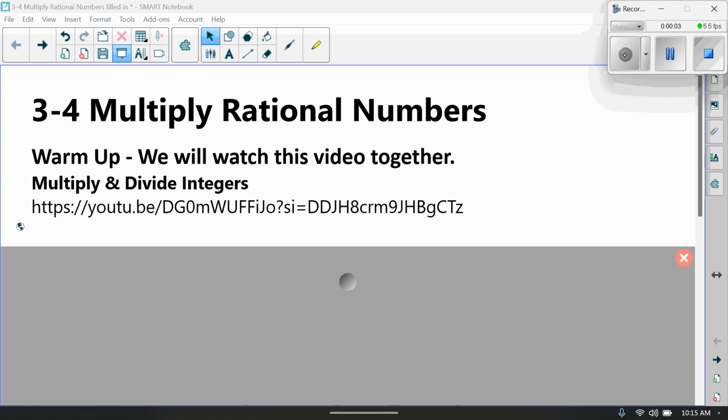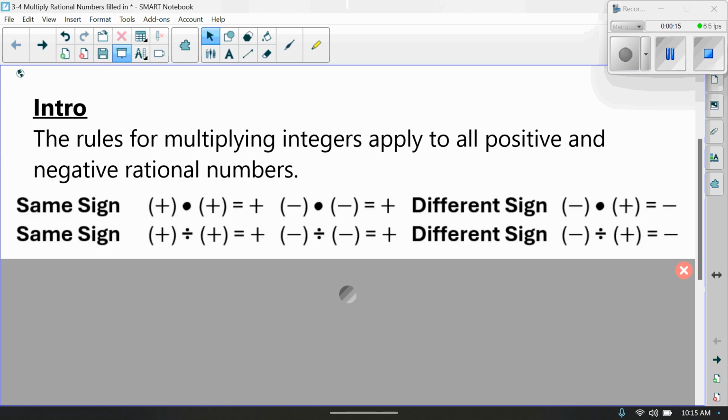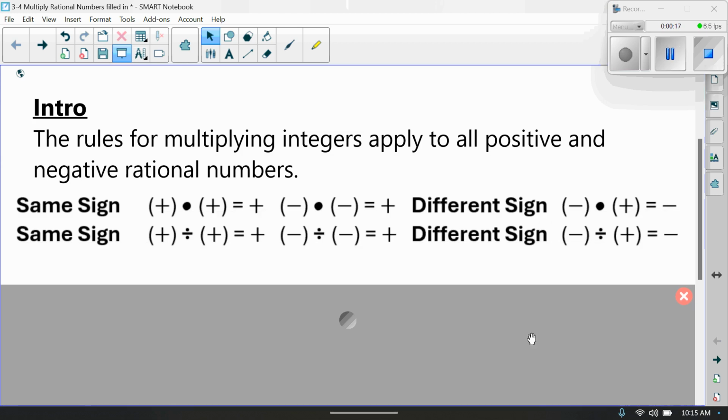Today's lesson is 3-4, and we are multiplying rational numbers, okay? So the first thing I want us to do is fill in some intro, okay? The rules for multiplying integers apply to all positive and negative rational numbers also, okay? So I want you to fill in the blanks here.